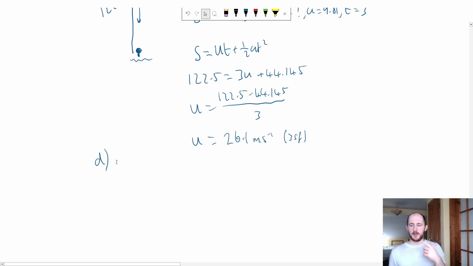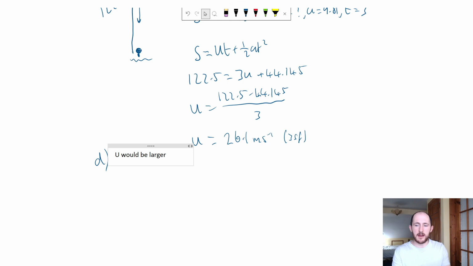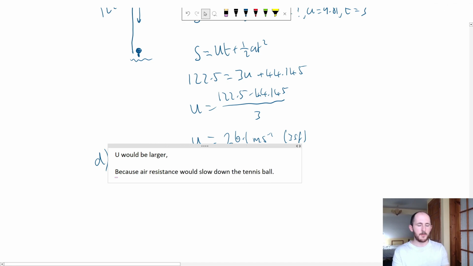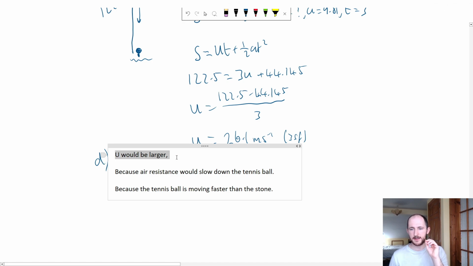So, first of all, we need to state the actual effect. u has to be larger. u would be larger. Why? Because air resistance would slow down the tennis ball. But then why would it slow it down more than the stone? Well, because the tennis ball is moving faster than the stone. That's it. So again, we've stated the effect, 1 mark.